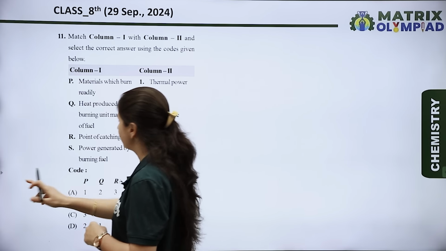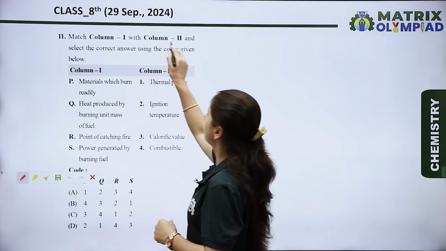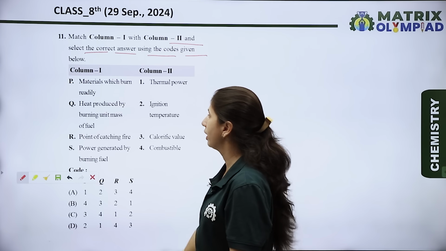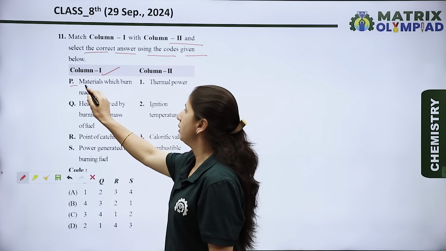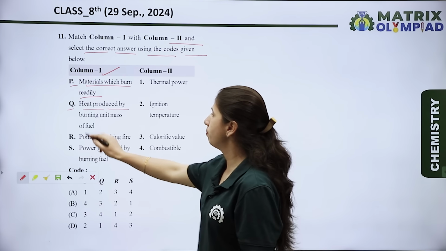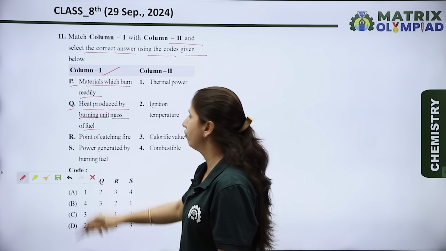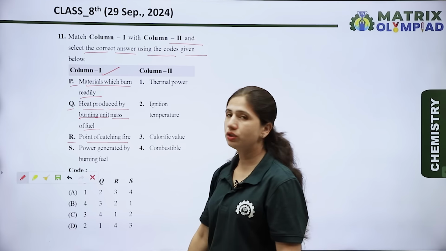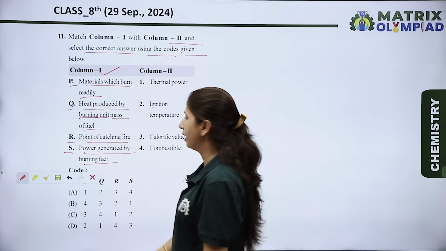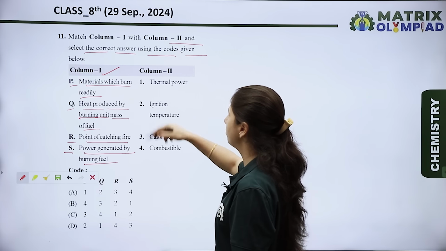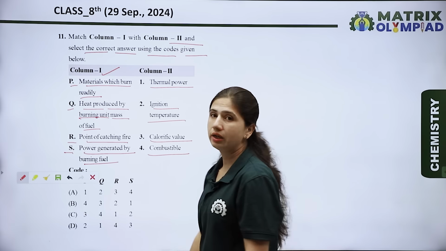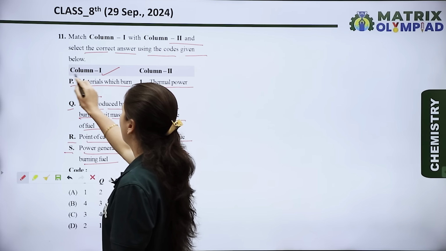The next question is: match column first with column second and select the correct answer using the codes given below. Let's see column first. P, materials which burn readily. Q, heat produced by burning unit mass of fuel. R, point of catching fire, and S, power generated by the burning fuel. Now let's see column second: thermal power, ignition temperature, calorific value, and combustible.